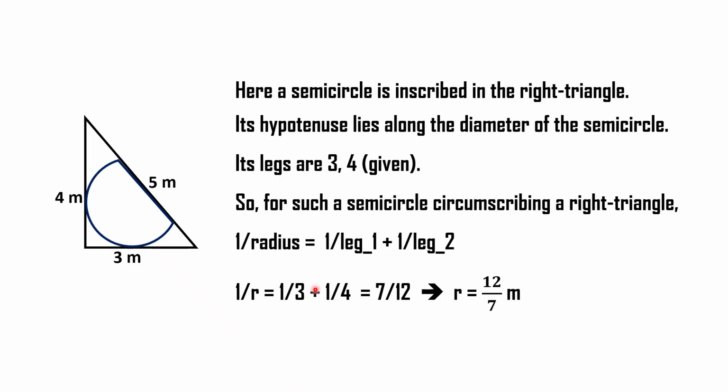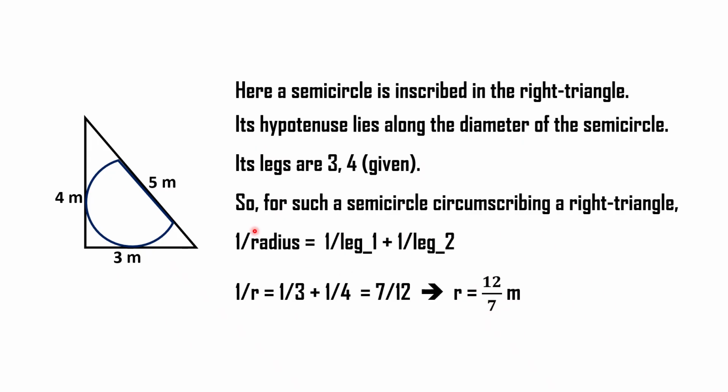1 by 3 plus 1 by 4. 1 by 3 means 4 by 12 and 1 by 4 means 3 by 12. So 4 by 12 plus 3 by 12 is 7 by 12. Now this is 1 by r. This is not r, it is 1 by r. So take the reciprocal: r is 12 by 7.